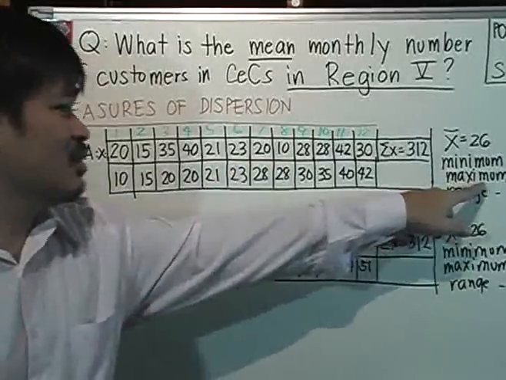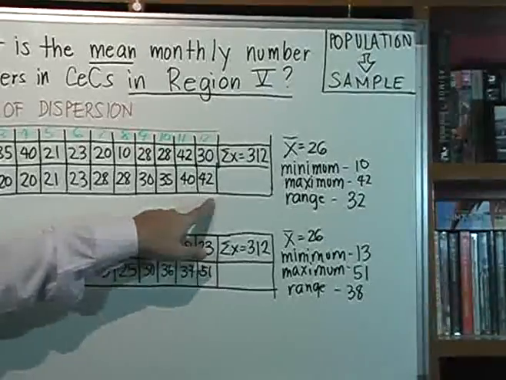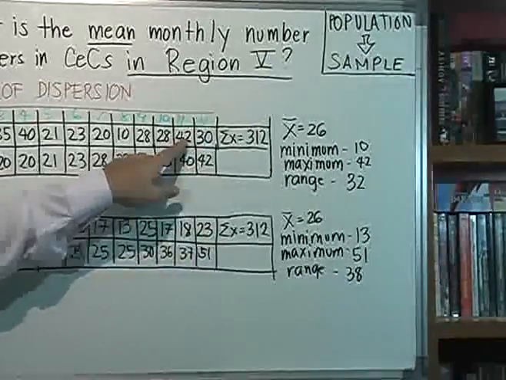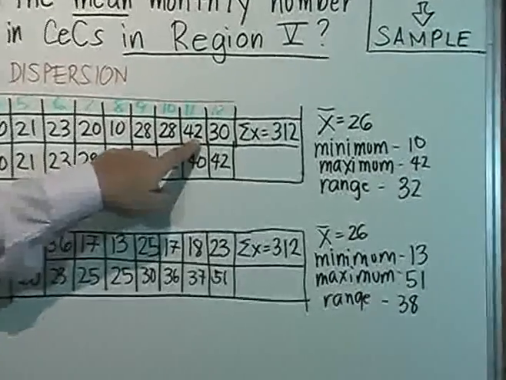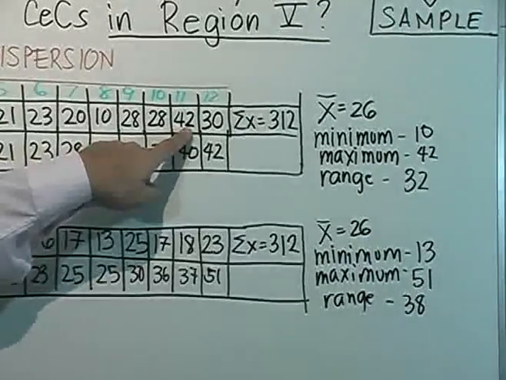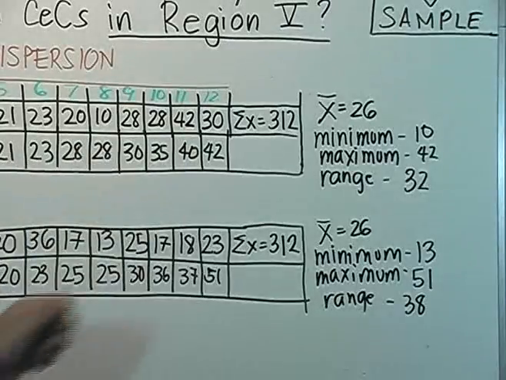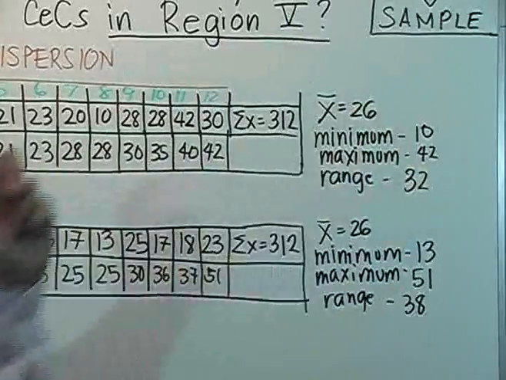So the maximum is the other end of the scale, which is 42. So 42 is on the 11th month. In November, they had their maximum number of customers in CECA. Okay, so that's 42 for maximum and 10 for minimum.